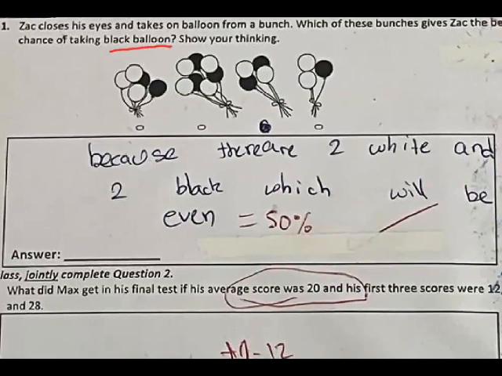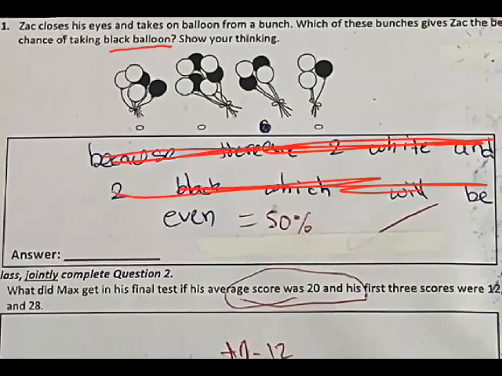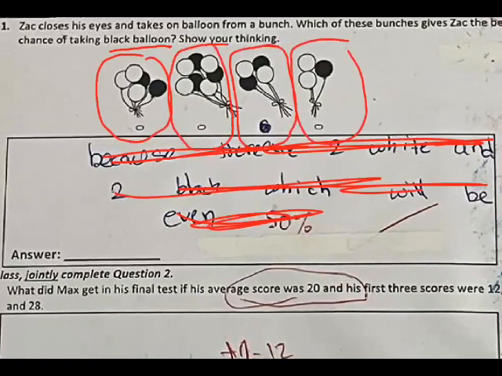Show your thinking. First, what you have to do here, Abdurrahman, is calculate the probability in all of the cases. You have to calculate the probability of getting a black balloon in all of these cases. How will you calculate, beta? What is the probability of a black balloon in the first case, Abdurrahman? Quickly tell me. It is 2 over?